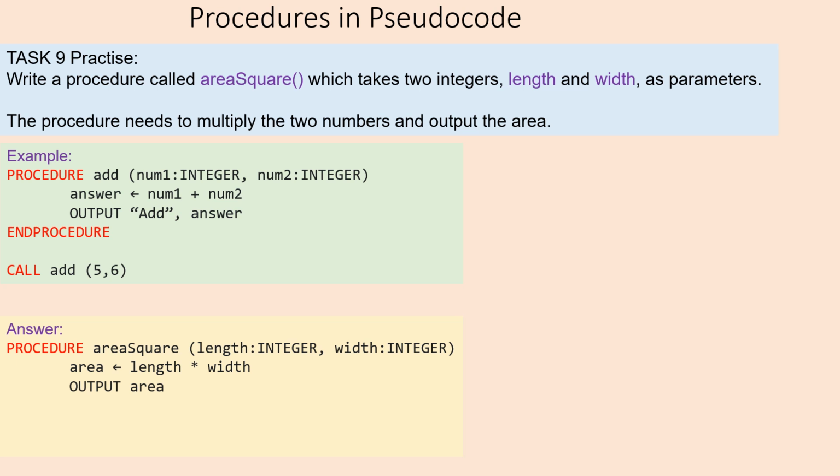That's us done. So we can say end procedure, and I'm just going to do an example call area square, and I'm going to send it the 2 arguments 2 and 5. So we'll say length is, the parameter length is going to be 2, parameter width will be 5, 2 times 5 is 10, we output 10, that's the area.